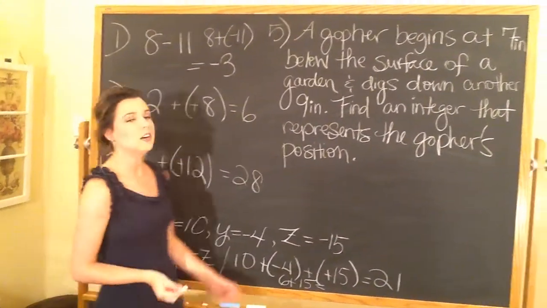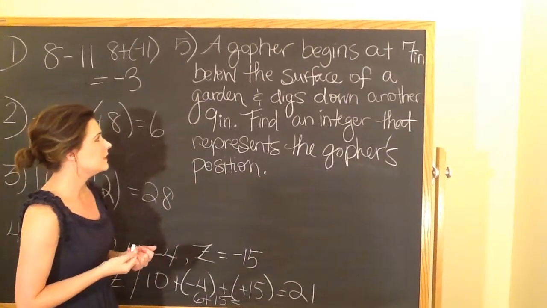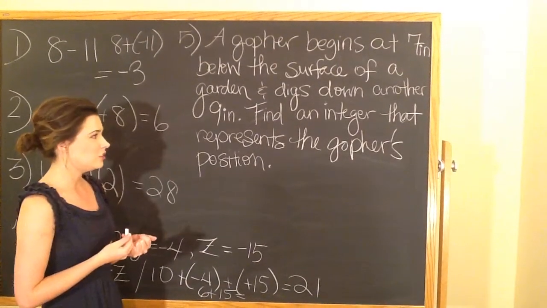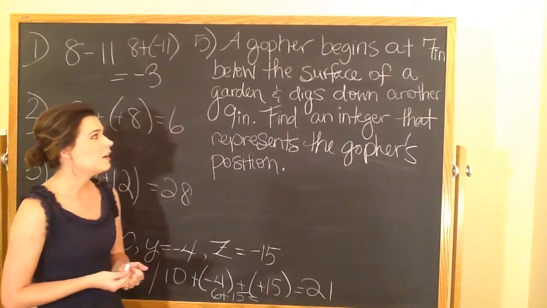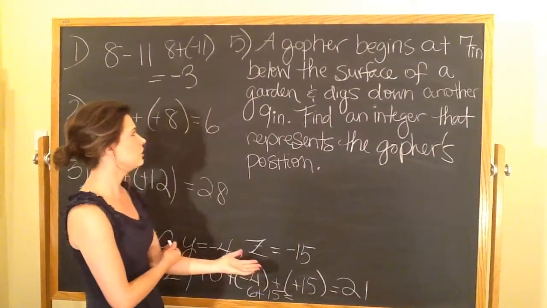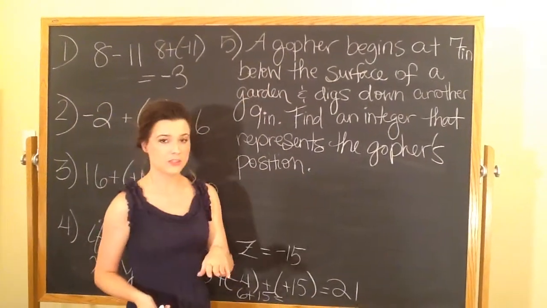Alright, let's go ahead and try to solve a word problem. It says a gopher begins at 7 inches below the surface of a garden and digs down another 9 inches. Find an integer that represents the gopher's position. We are going to write an expression and then solve it with integers. So our gopher begins at 7 inches below.